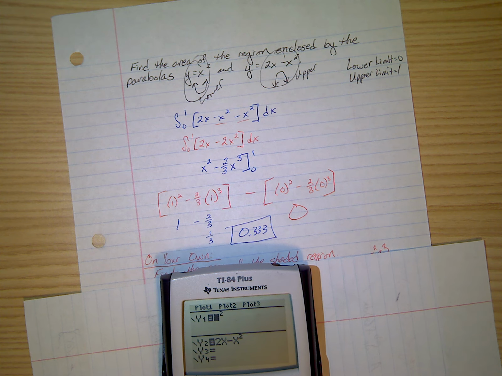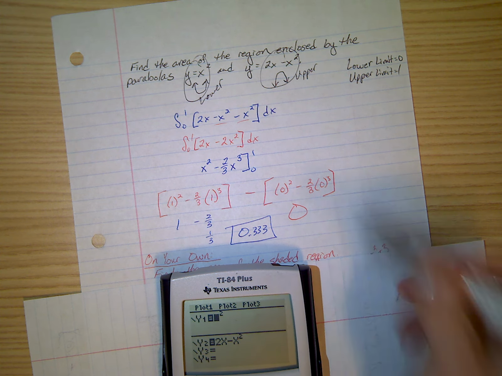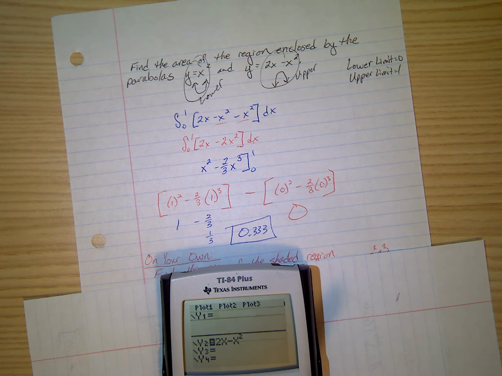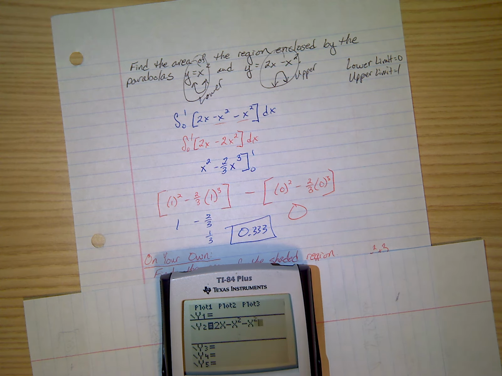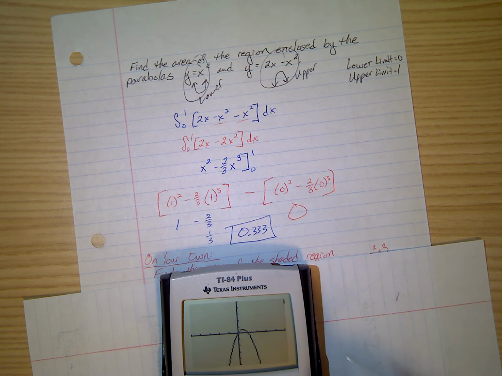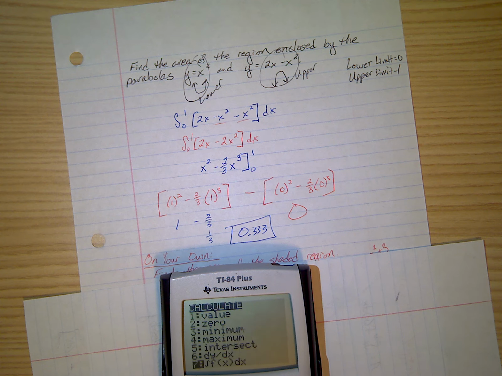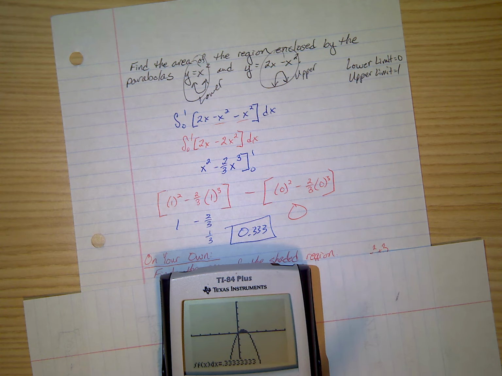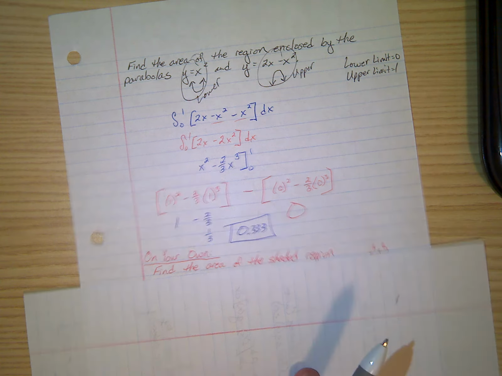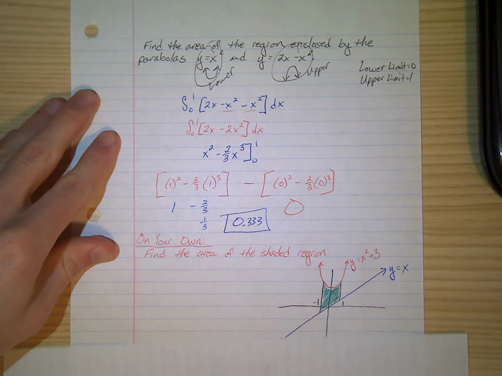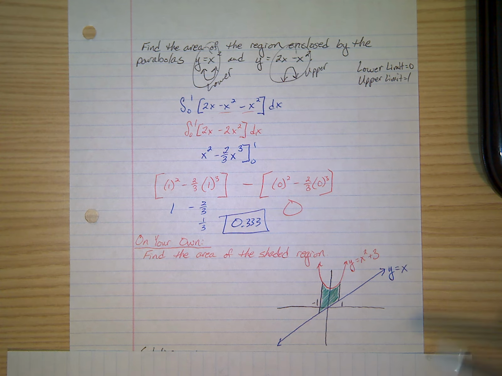And again, you can check that. Our upper function was 2x minus x squared, so I'm just going to subtract another x squared here, regraph it from 0 to 1, and get 0.333.